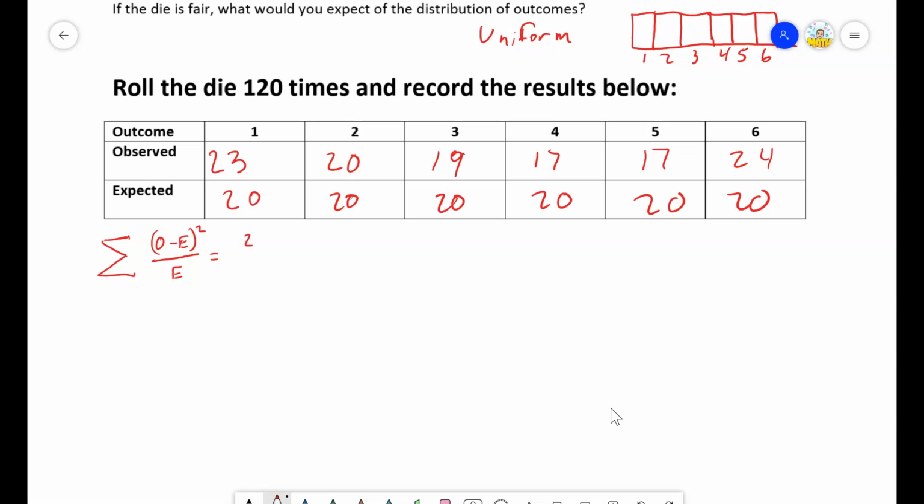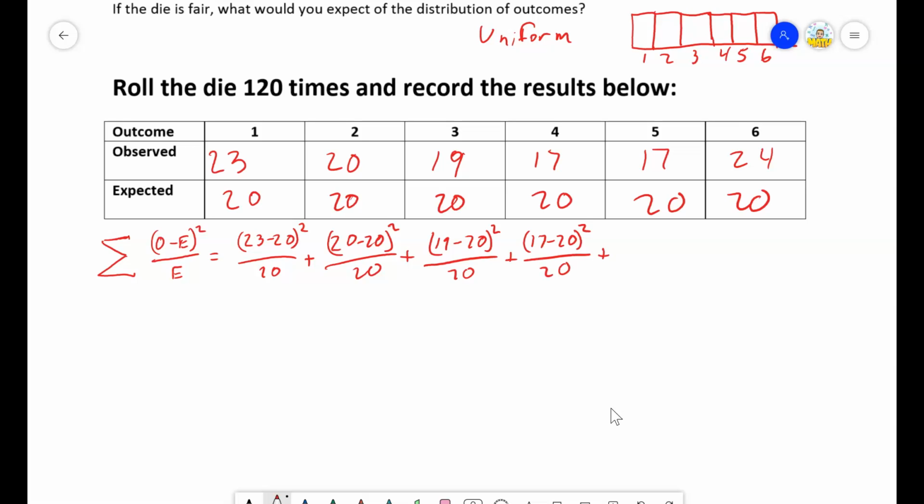So for the first one, we'd have 23 minus 20. We're going to square that, and we're going to divide that by 20. Then we're going to take the next one, 20 minus 20, square that, and divide by 20. Then we have 19 minus 20, square it, and divide by 20. 17 minus 20, squared, divide by 20. Again, 17 minus 20, squared, divide by 20. And then finally, 24 minus 20, squared, and divide by 20.